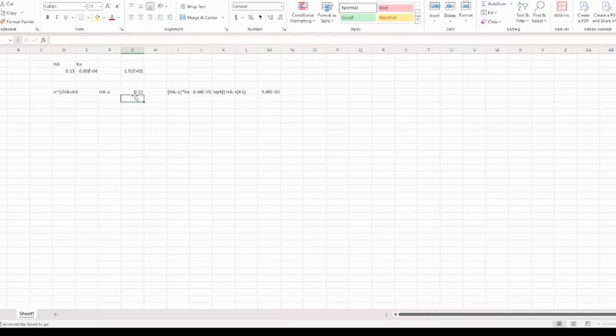With that in mind, I'm going to say equals this minus that. Okay? So now my concentration has dropped from 0.13 to 0.121. Now, with that in mind, I'm going to drop that equation down. And so now my multiplication has become, instead of 8.84, it's 8.2. Because now it's referring to, you can see the blue box there, it's still the same box, but now it's referring to this box as our HA minus X.